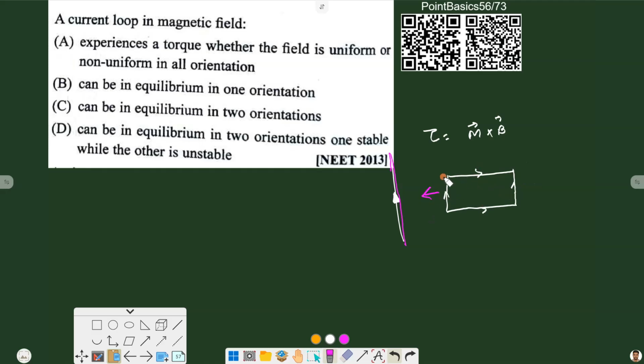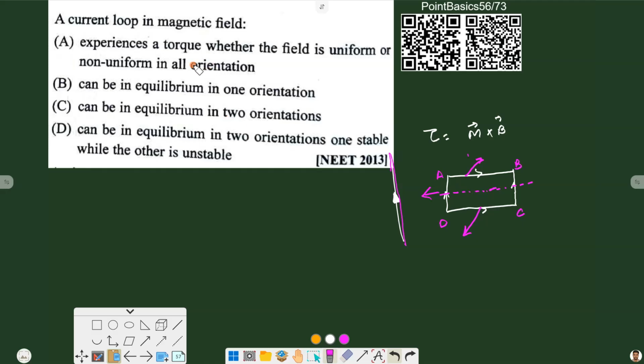and of the two sides AB and CD, one side experiences an upward force and the other experiences a downward force, so they experience a torque, and this torque is along this axis. This torque is along this axis, so this axis is fixed, the axis cannot be changed, meaning the orientation is fixed.